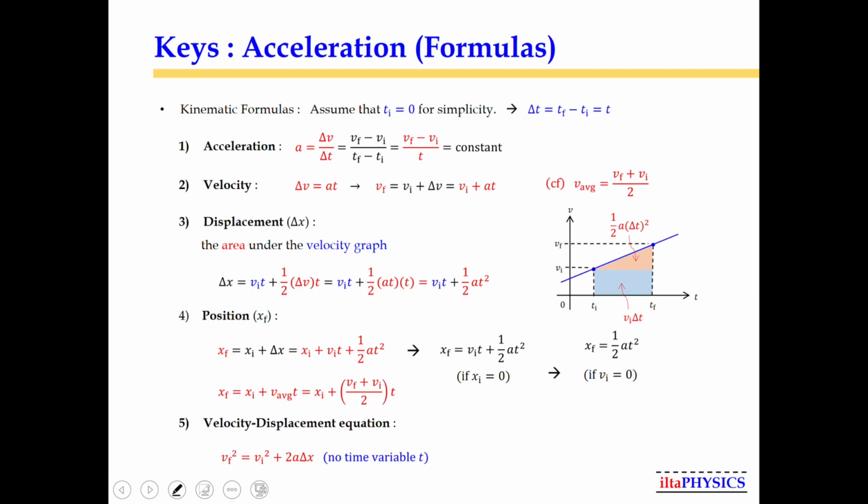Here, if the initial position is 0, meaning we set the starting point as the origin of our coordinate system, the first term disappears, and the formula becomes a bit simpler. If the initial velocity is also 0, meaning it starts from a state of rest, it simplifies further into a basic quadratic expression.